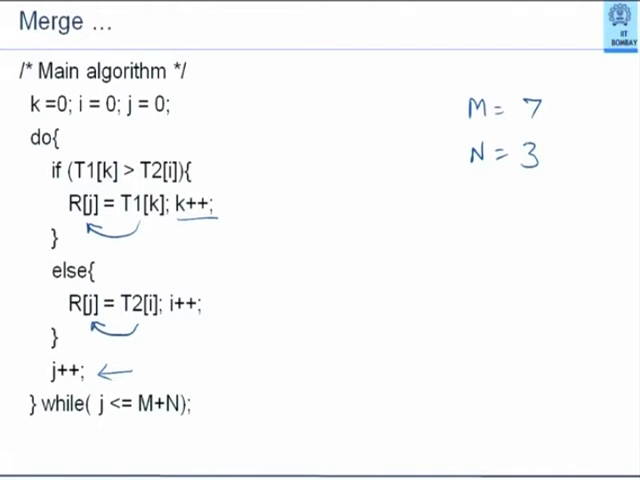10. What should be the indices of those 10 elements? 0, 1, 2, up to 9. J less than equal to m plus n. M plus n is 10. Not only when j is less than 10, but even when j is equal to 10, I want to continue. When I continue, an element will necessarily go into the index 10, which will be the 11th element in that array.